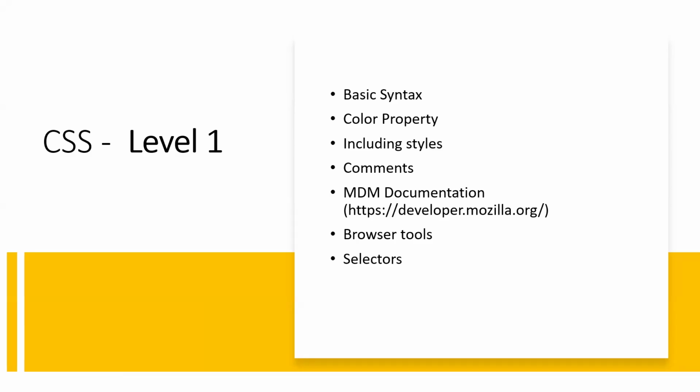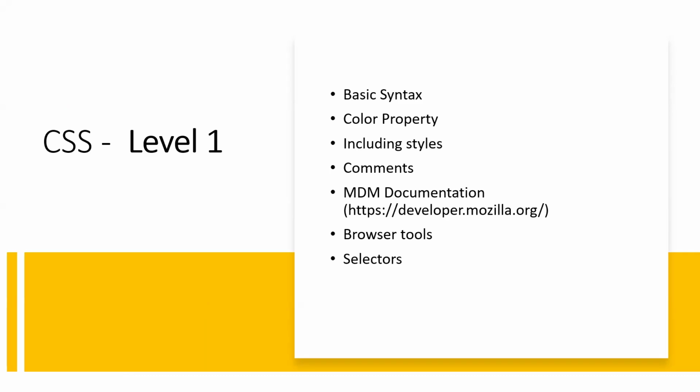In this course, we will learn from the basic to advanced level CSS. I have divided this CSS course into levels, level 1 to 7. In this video, we will learn about level 1. In level 1, we will learn basic syntax, color properties, styles and comments, MDN documentation, browser tools and selectors. All these topics we will cover as part of level 1. I will keep these videos very simple, straightforward and to the point. So let's start.